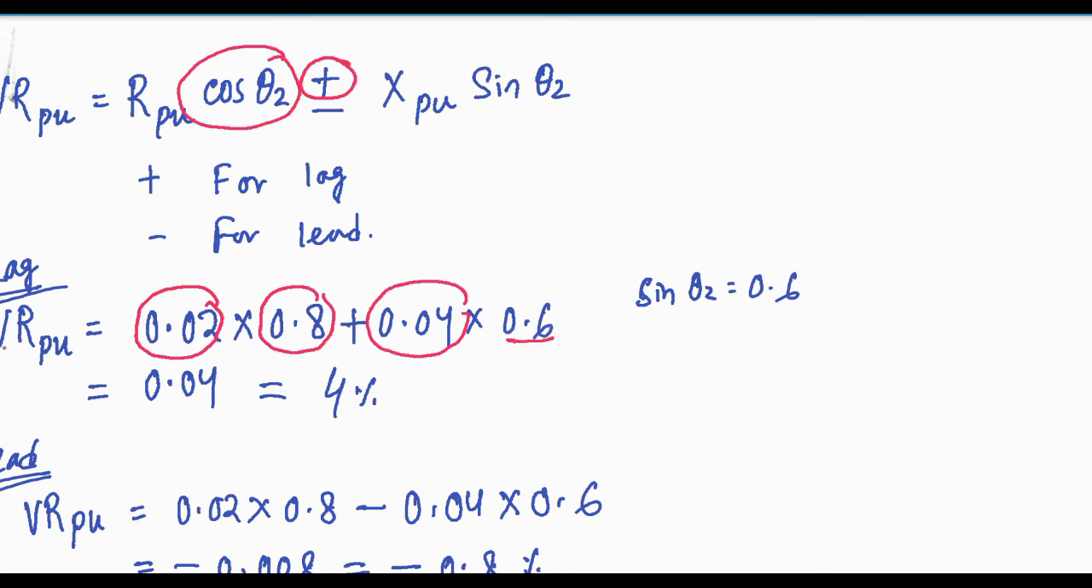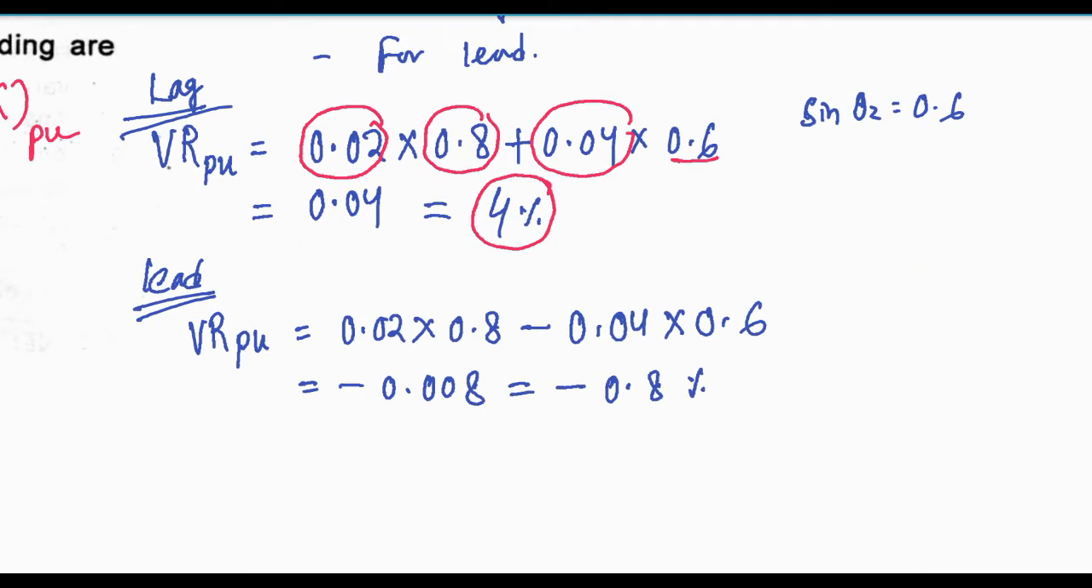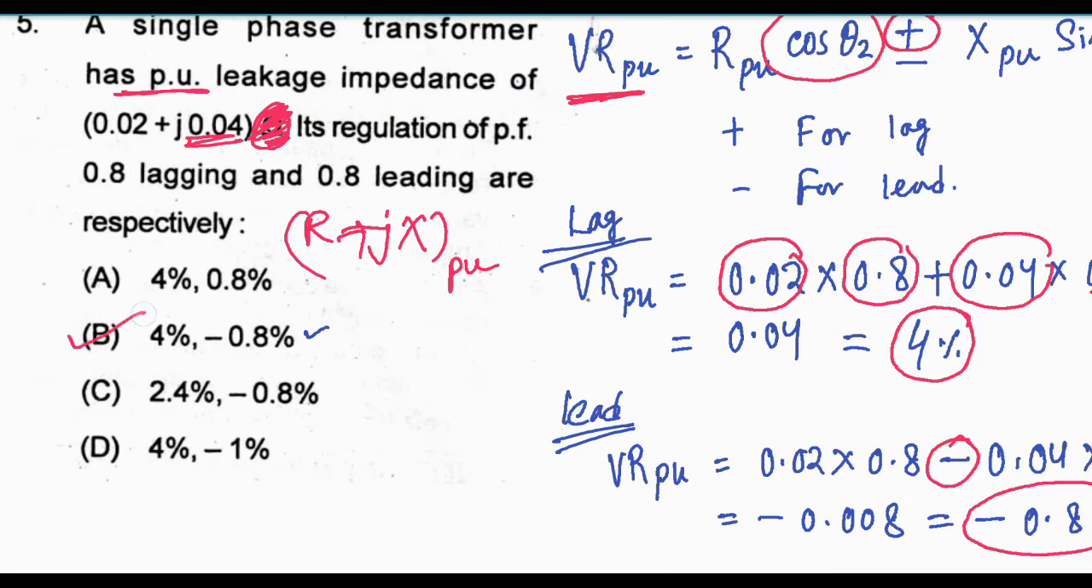So it will be equal to 4%. That means the lagging power factor voltage regulation will be 4%. So what will be the leading voltage regulation? The leading voltage regulation only has the sign change, that is the minus here. So what will be the answer? The answer will be minus 0.8%. So 4% and minus 0.8%. Option B is the correct answer.